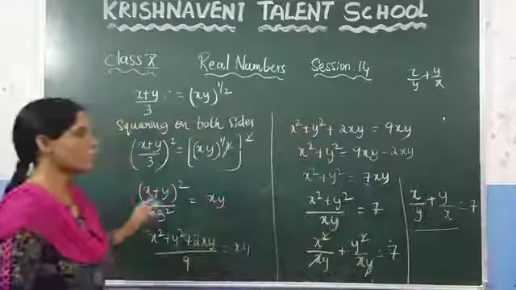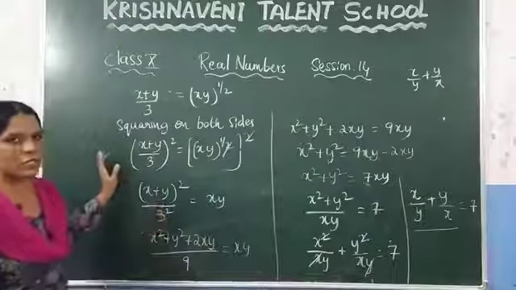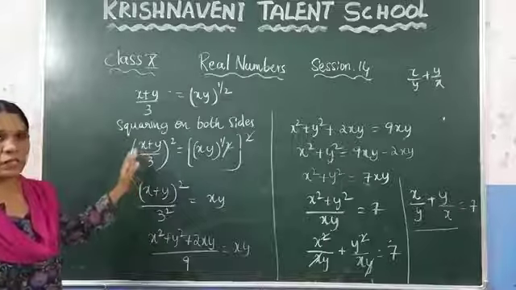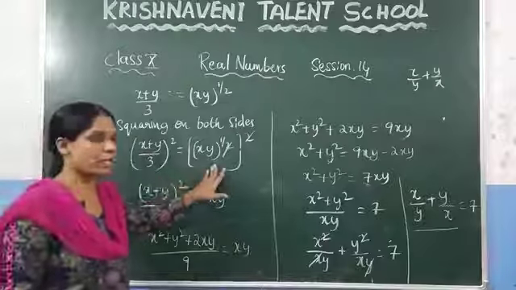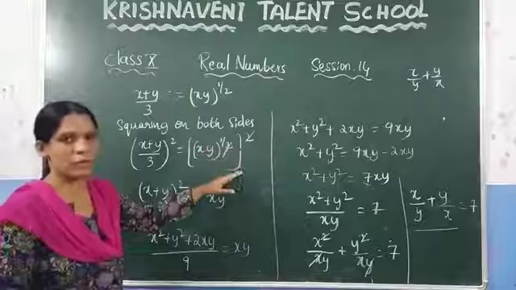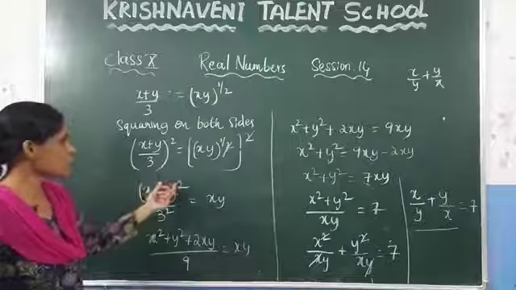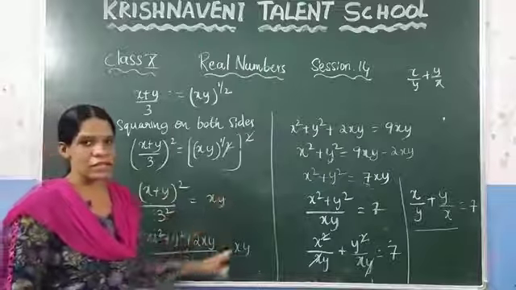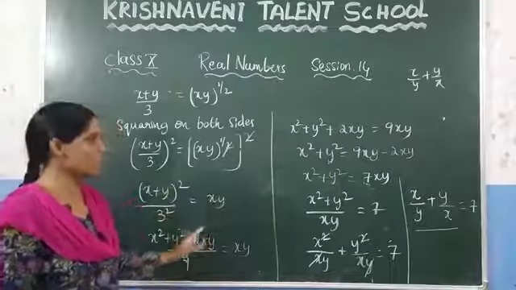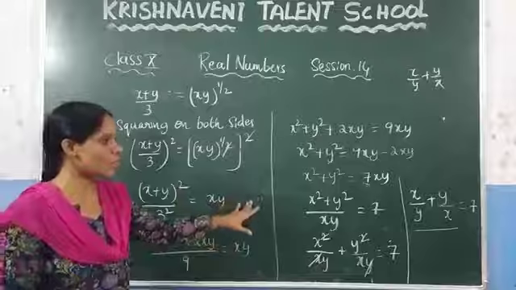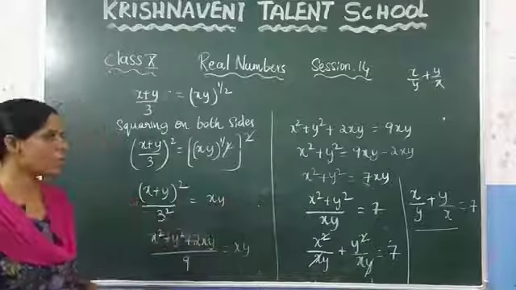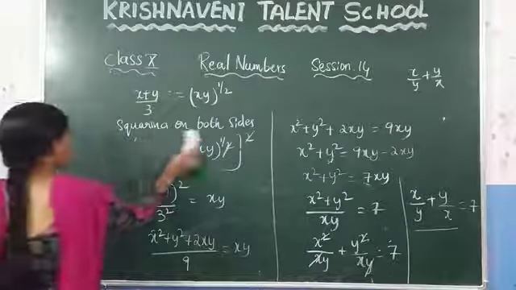So what is given here? They have given in the question log of (x plus y) by 3 is equal to half of log x plus log y. You need to find the value of x by y plus y by x. First what we have done? We have changed this equation such that we cancel the log on both sides. After that, doing all the calculation, we get the value of x by y plus y by x as 7. Now see the next question.